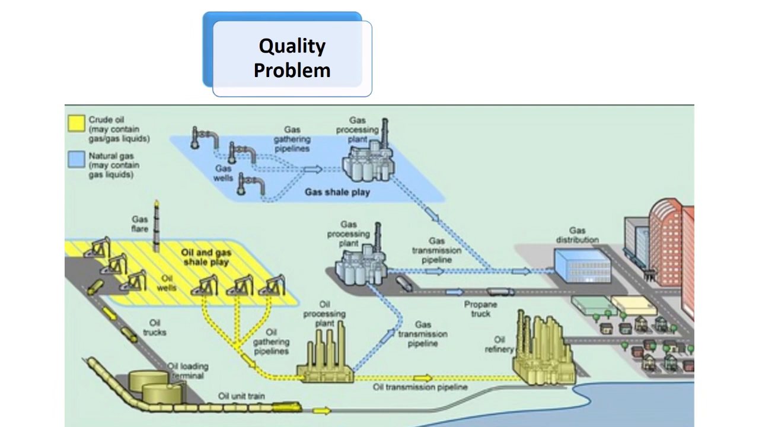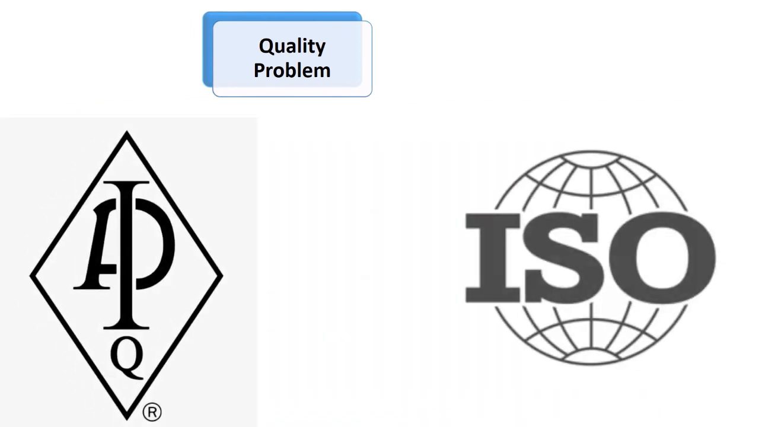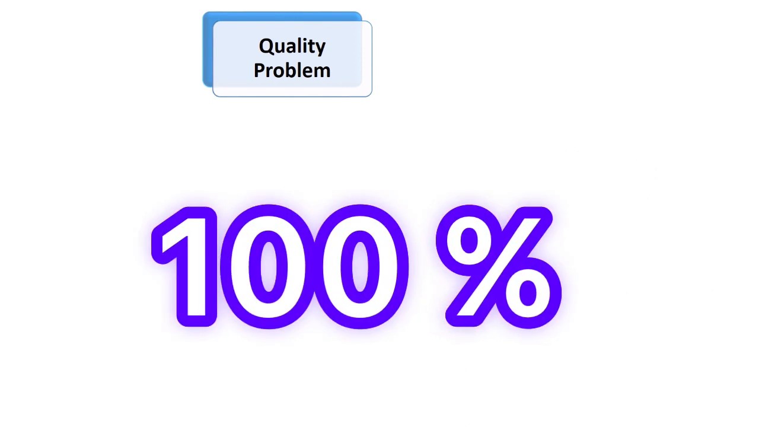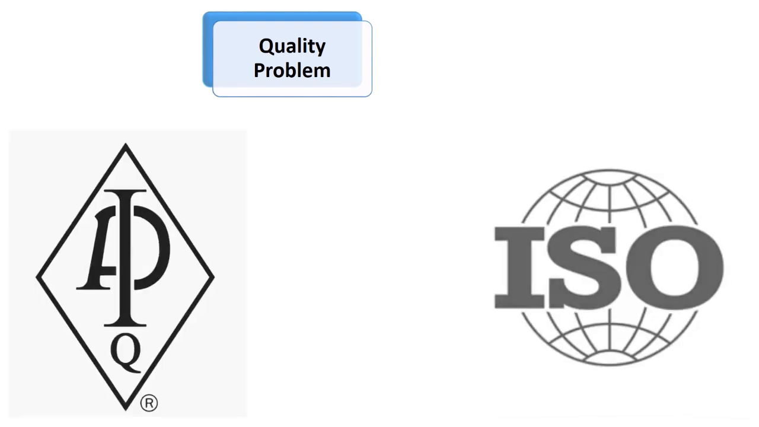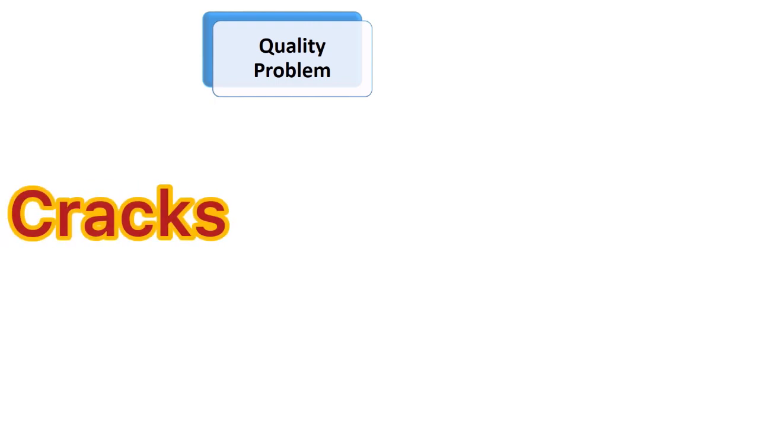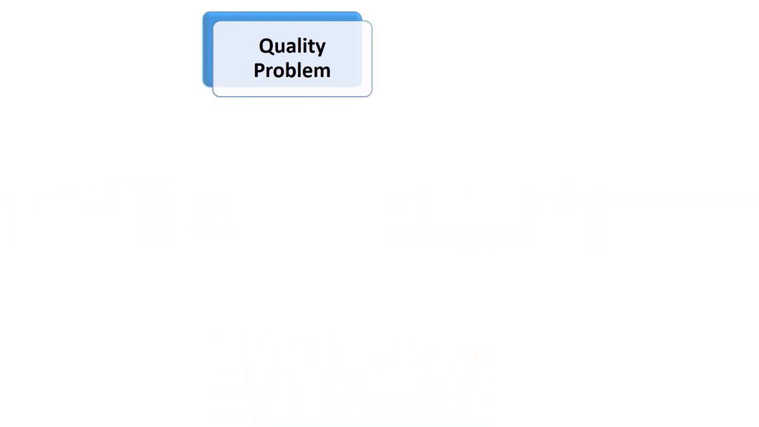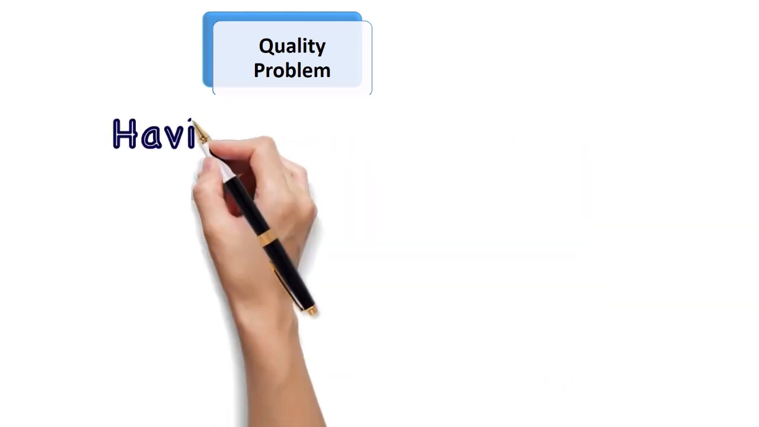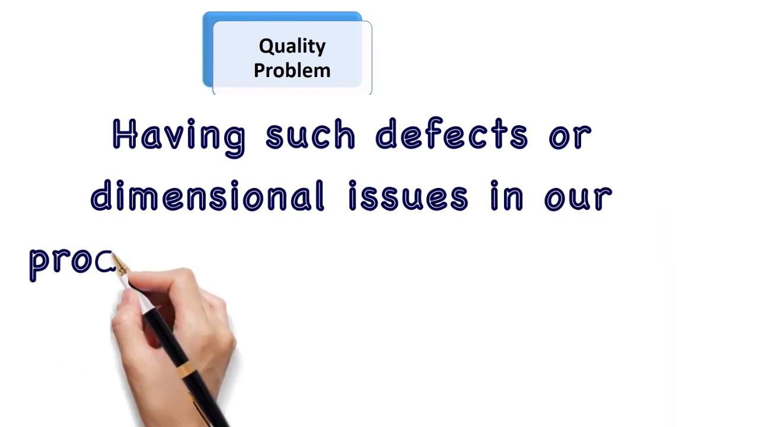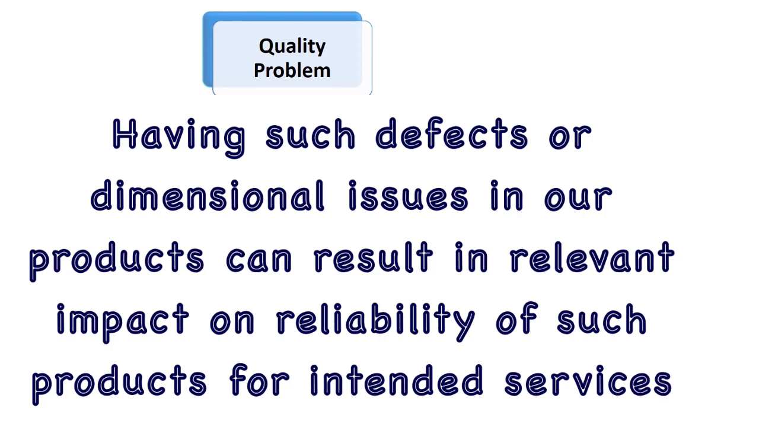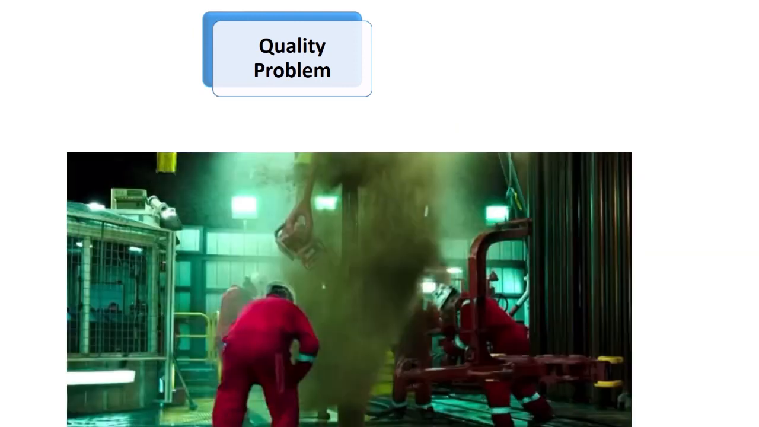Okay, now as per international standards for tubular products in the oil and gas sector like API and ISO standards, there are tests that are required to be conducted 100% on each pipe as required by such codes, to assure product integrity against certain serious types of defects like cracks, pinholes, deep gouges, etc., or critical dimensions like pipe internal diameter for casing and tubing, since otherwise having such defects or dimensional issues in our products can have a relevant impact on the reliability of such products for the intended services, with all related possible consequences.